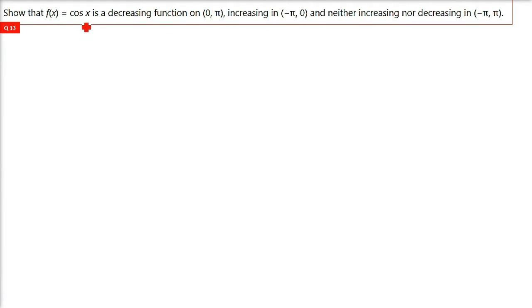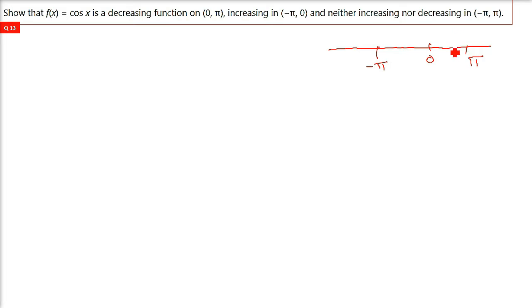Show that f(x) equals cos x is a decreasing function on 0 to pi, increasing in negative pi to 0 and neither increasing nor decreasing in negative pi to pi. What does that mean? Let us come to the third part actually. I'm not making the number line. I'm just trying to show you what they want. They are saying that we have negative pi and pi. There's a 0 in between.